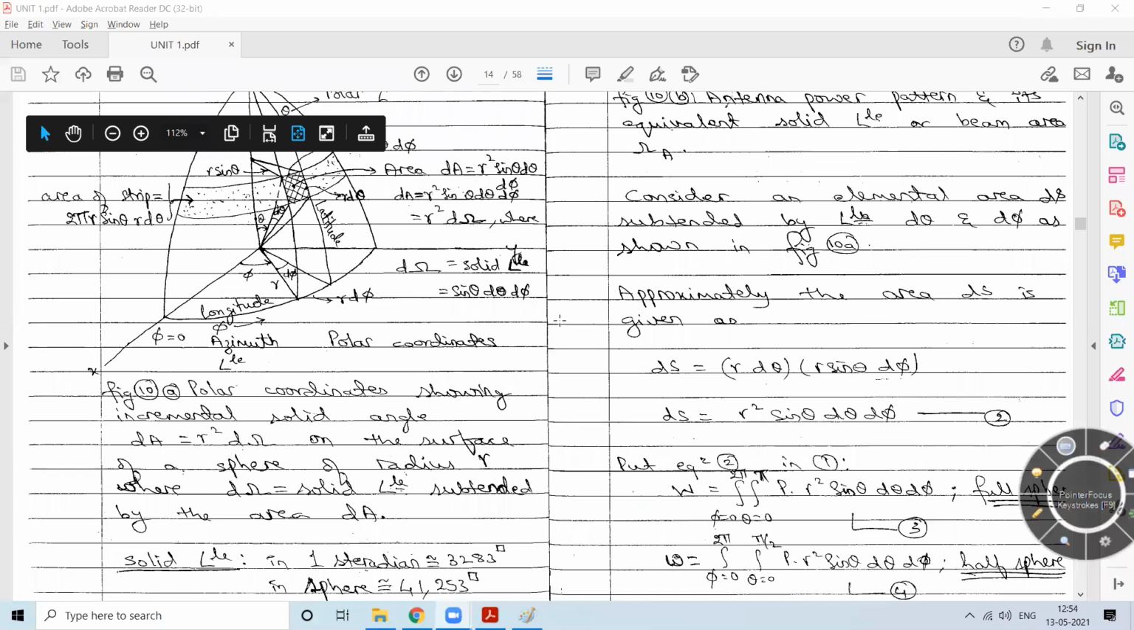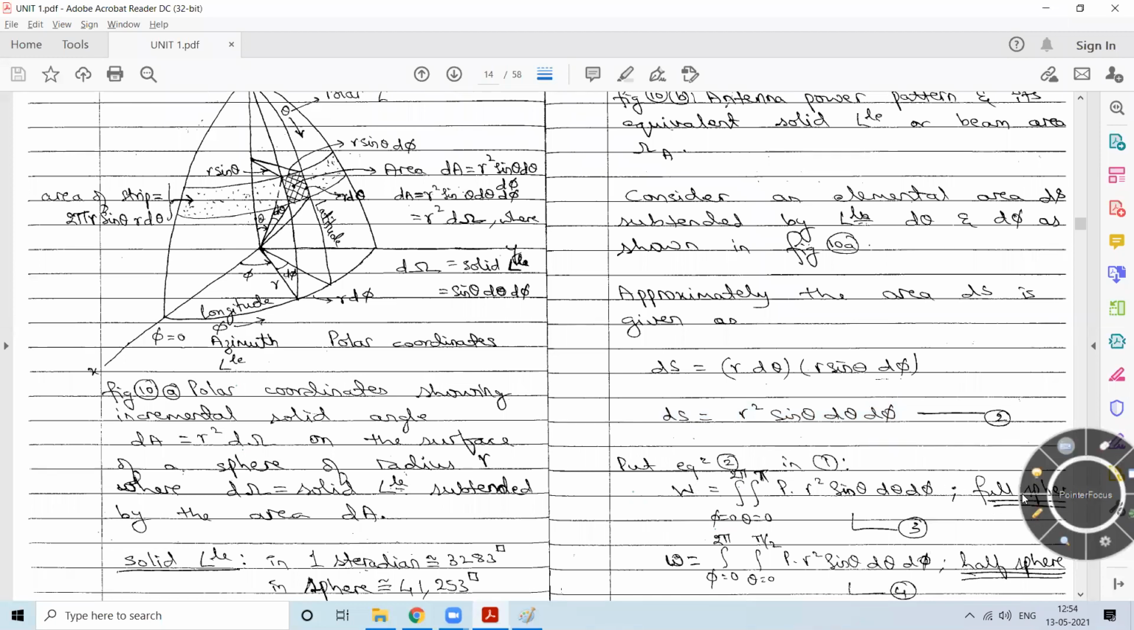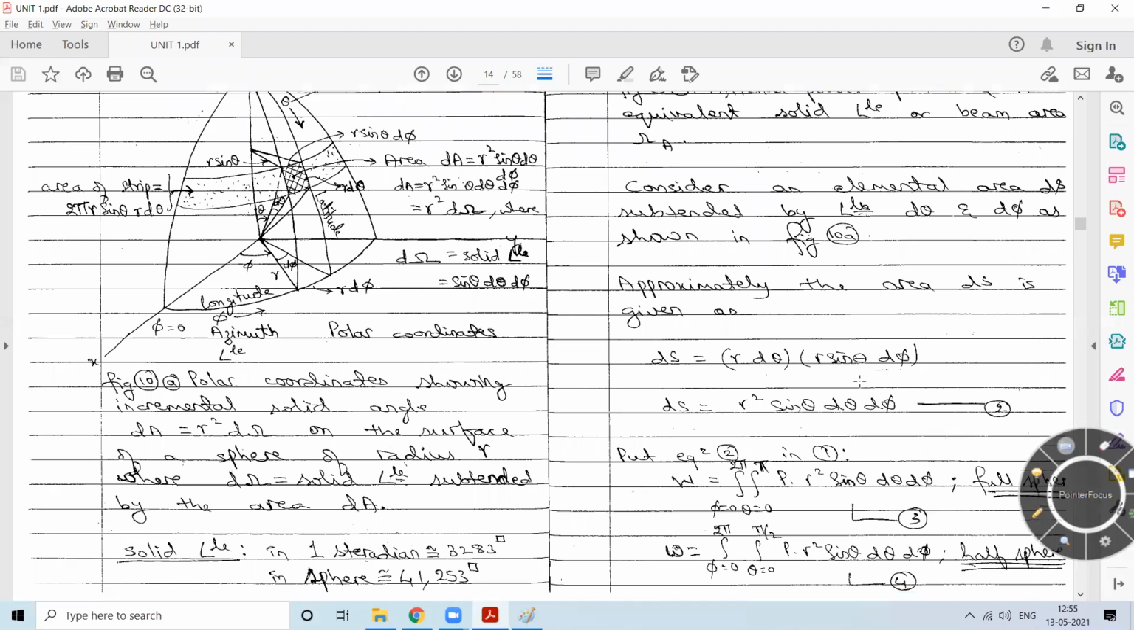So this is the power theorem, which helps us to identify the total power which is being radiated by the antenna under consideration, and that antenna we are considering to be placed at the center of the sphere. Based on that, if you substitute the elemental surface area, you'll be able to obtain whether we have to consider the full sphere or the half sphere. A full sphere will be considered for a non-unidirectional antenna, and a half sphere will be considered for a unidirectional antenna. So this is with respect to the power theorem.